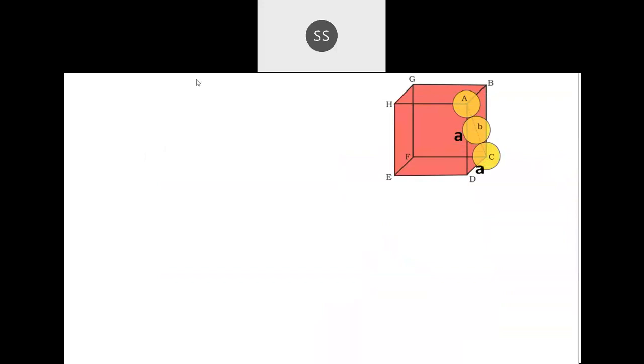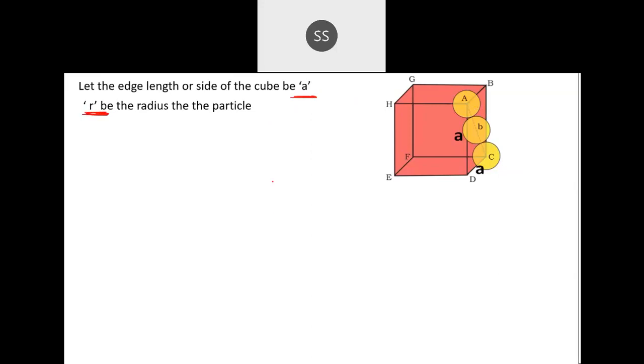Now we'll go for the derivation part. You can start writing. You will start your derivation by saying let the edge length or the side of the cube be equal to a, and the radius of the particle be r. So r will be the radius of the particle and a the edge length. Systematically you have to start your derivation.